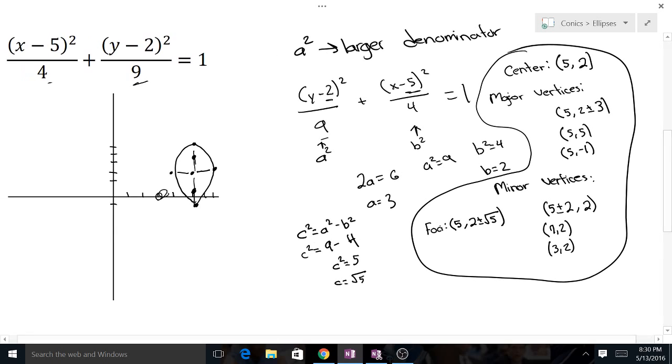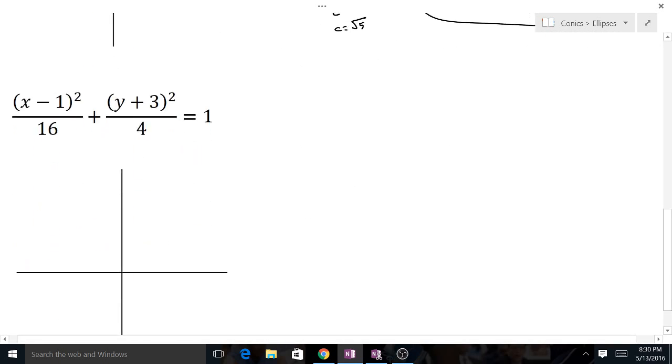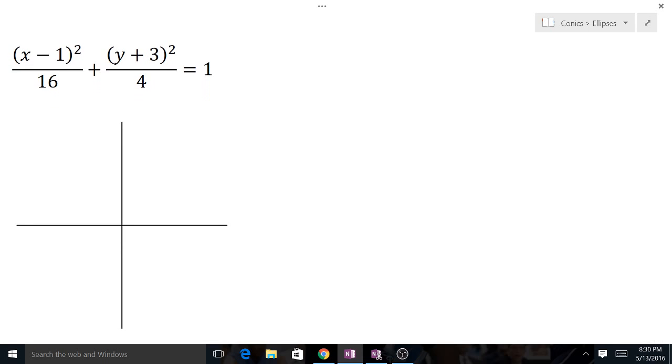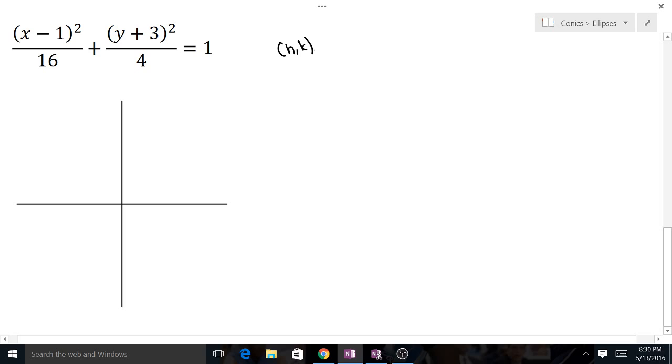Alright, so now let's look at the next one. If you want, you can try this on your own before we get into it. If not, let's go. The first thing you should always do with an ellipse is look at the denominators. The larger one is on the left, so that's a squared. Remember, the larger one is always a squared. B squared's here. So if a squared is 16, well, we can finish the center first.